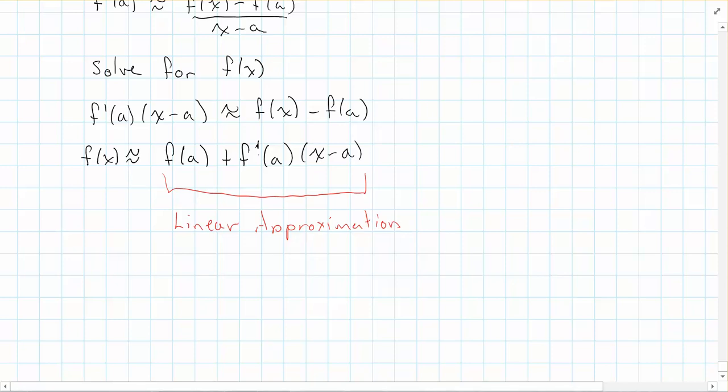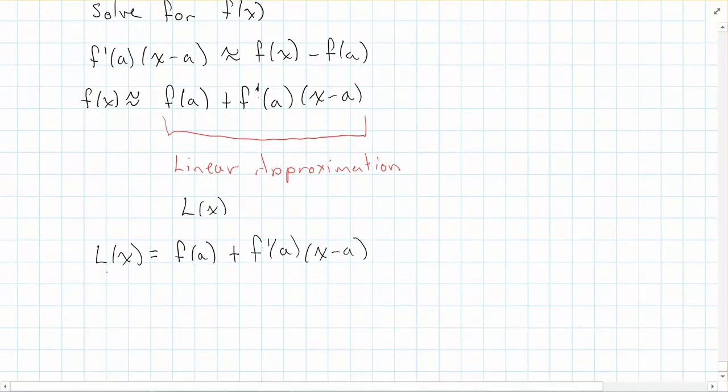Now, this concept is so important that the textbook gives us another name. They call this L at x, L for linear. So L at x is equal to f at a plus f prime at a times x minus a. So when you see L at x, it's because the book, and I agree with the book, that this is just such an important quantity that we give it its own special name. We call it linear approximation, and we call it L at x.